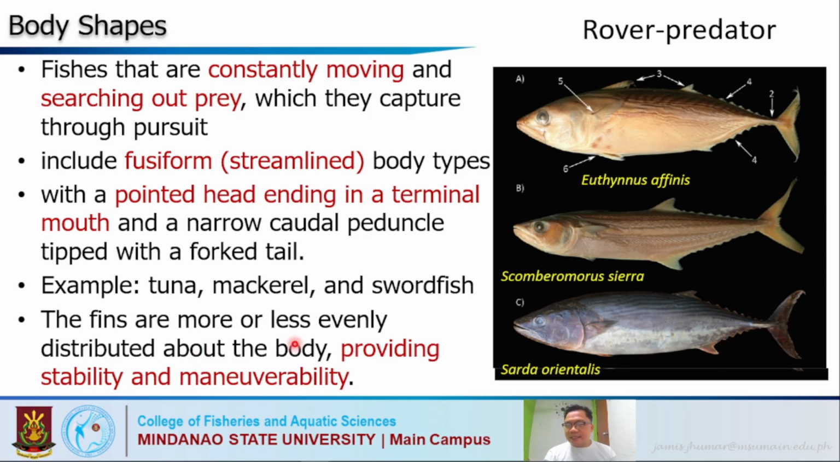The fins are more or less evenly distributed about the body, providing stability and maneuverability. Examples of which are Euthynnus affinis, otherwise known as the mackerel tuna. And we have also here the Scomberomorus sierra, or the Pacific sierra. And then the Sarda orientalis, or the striped bonito, right? So those are the three rover predators as an example of the fusiform body types.